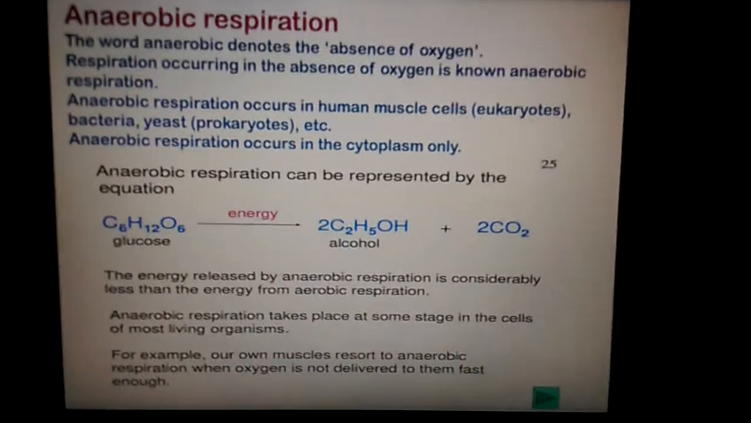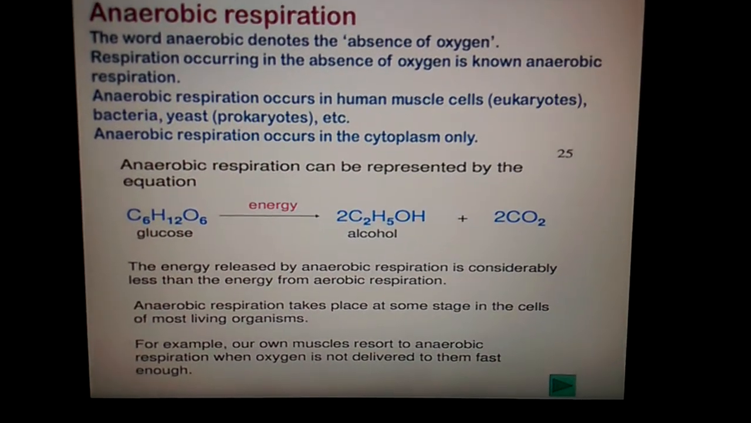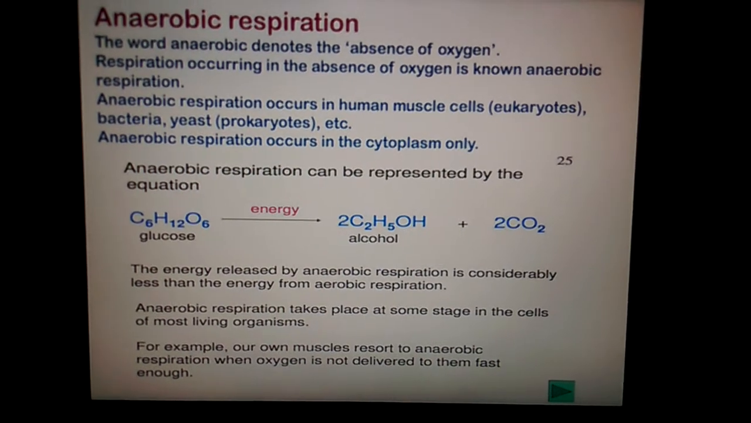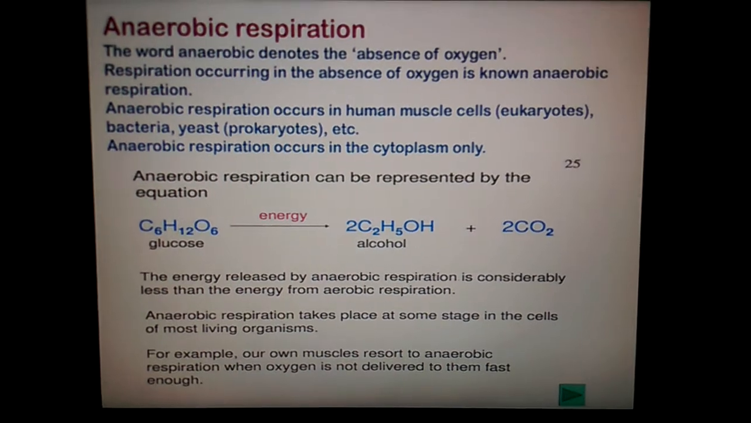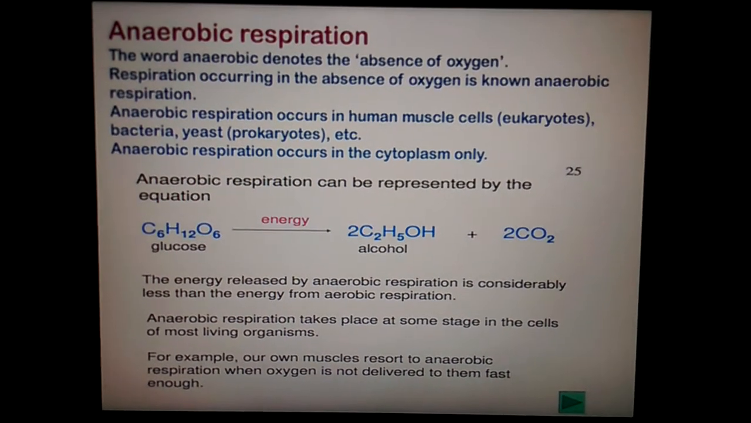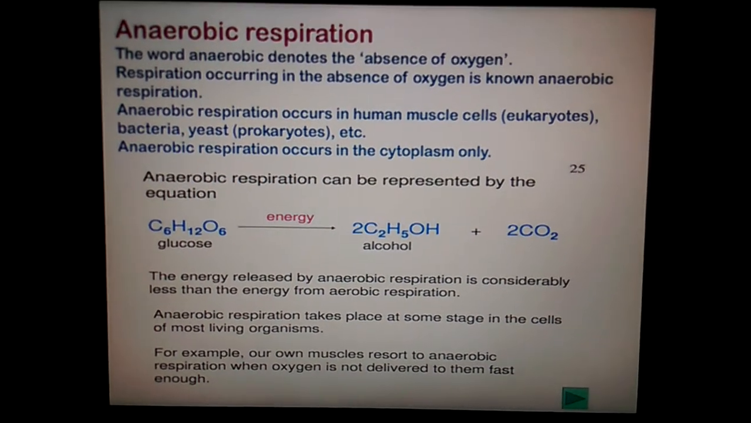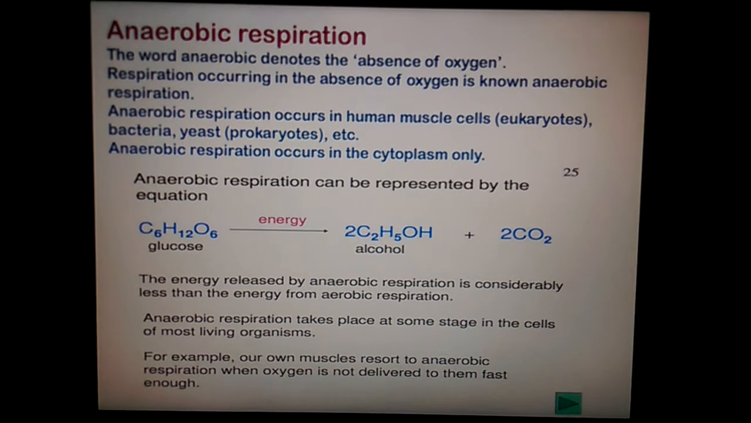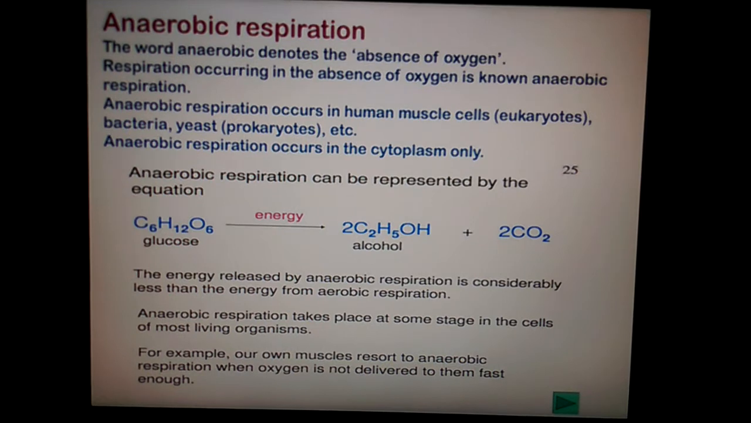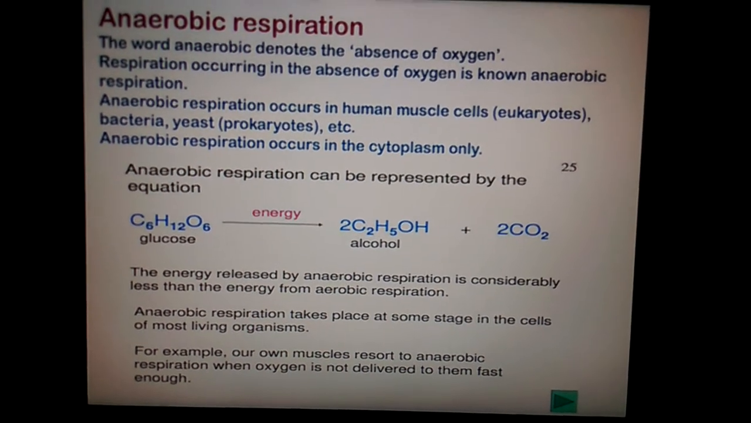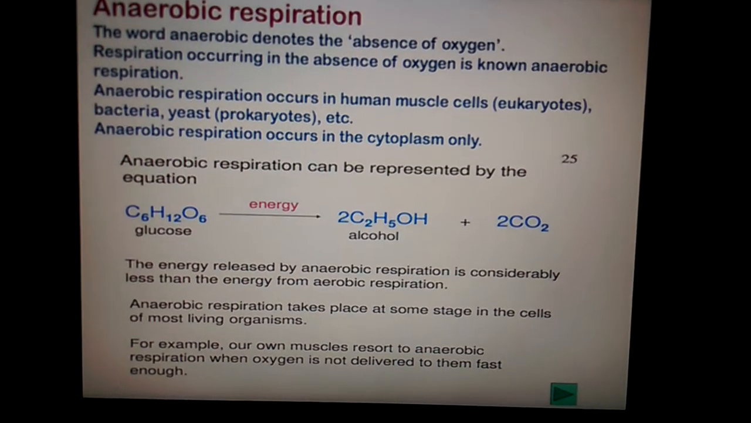Then we go for anaerobic respiration. What do you mean by anaerobic respiration, or what is anaerobic respiration? You can find here the reaction of anaerobic respiration. The word anaerobic denotes the absence of oxygen. Respiration occurring in the absence of oxygen is known as anaerobic respiration. Anaerobic respiration occurs in human muscle cells like eukaryotes, bacteria, yeast, prokaryotes, etc. Anaerobic respiration occurs in the cytoplasm only.